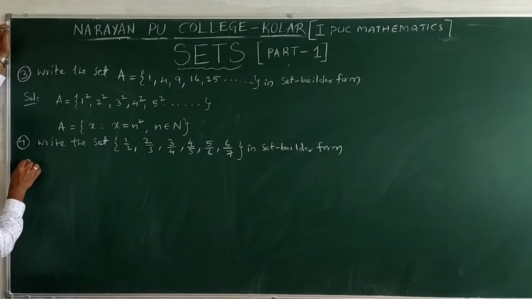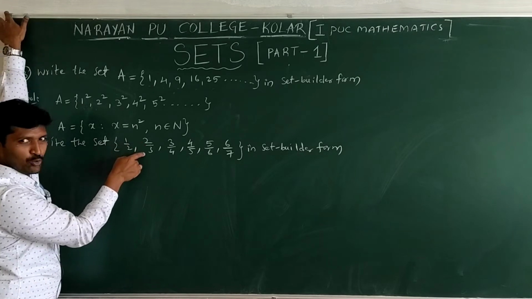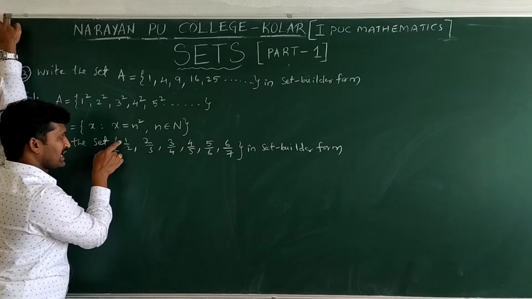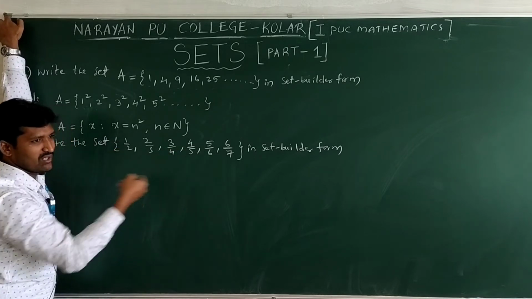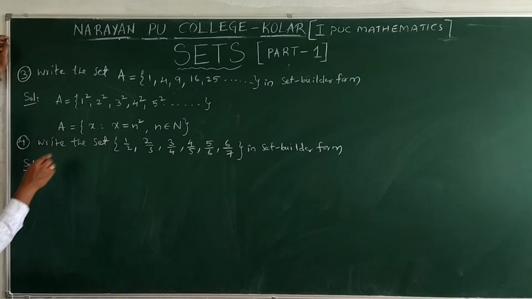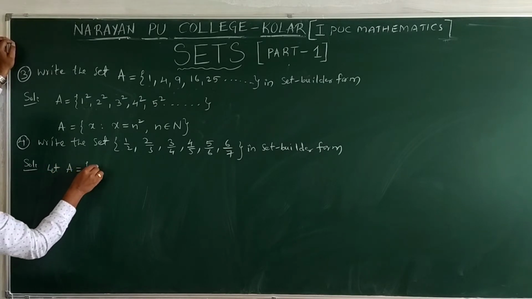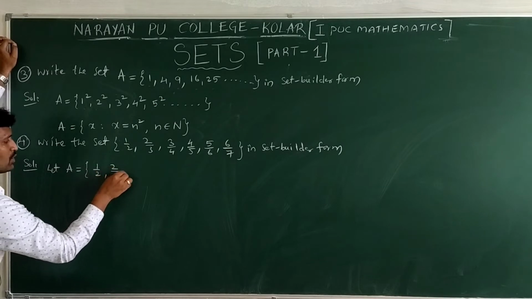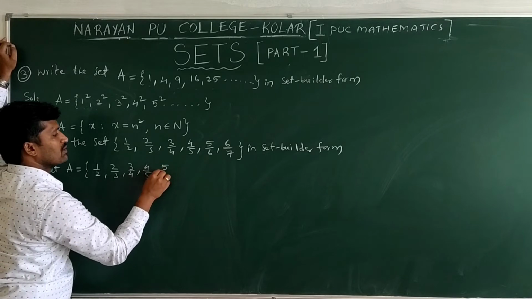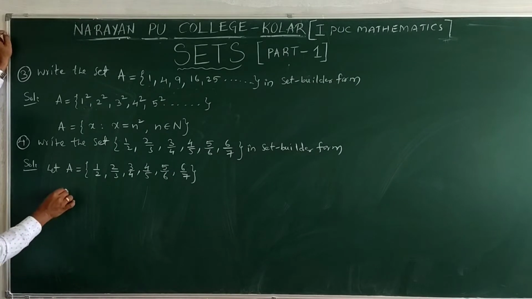Now how to write this one? Observe: 1 by 1 plus 1, 2 by 2 plus 1, 3 by 3 plus 1 is 4 only, like 4 by, if you take n, n plus 1, you will get it. But n is up to where? Only 6. Okay. Now, I'll assume that this is a set: 1 by 2, 2 by 3, 3 by 4, 4 by 5, 5 by 6, 6 by 7. We write it in the set builder form.